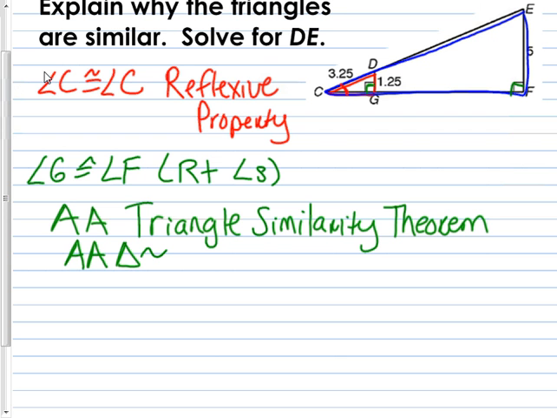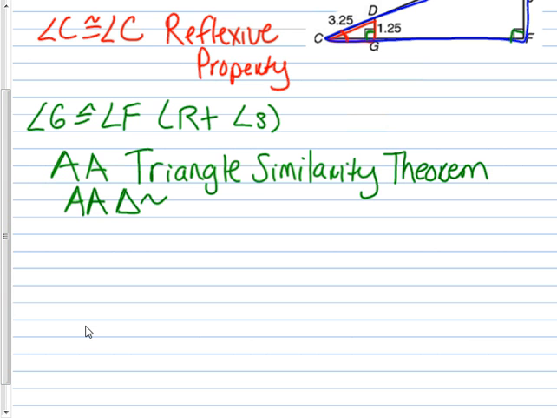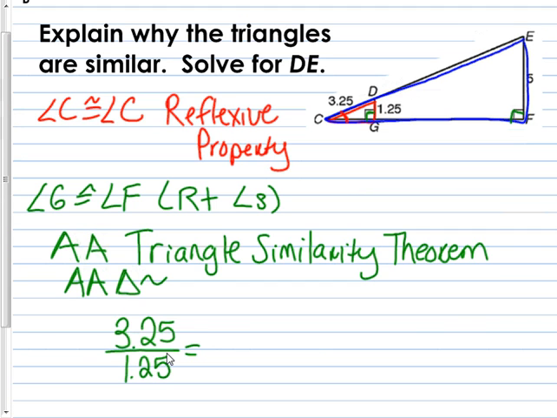So we're going to set up a proportion between these two triangles. I see the hypotenuse of the smaller triangle is 3.25, and the leg that we have is 1.25. The hypotenuse of the second triangle we don't know, but we can call it CE, from CD. We only know part of it, we don't know the whole thing. So I'm going to call that CE. And the corresponding leg we know to be 5.